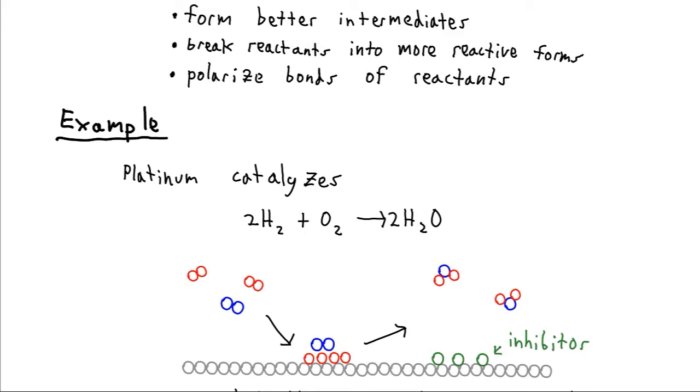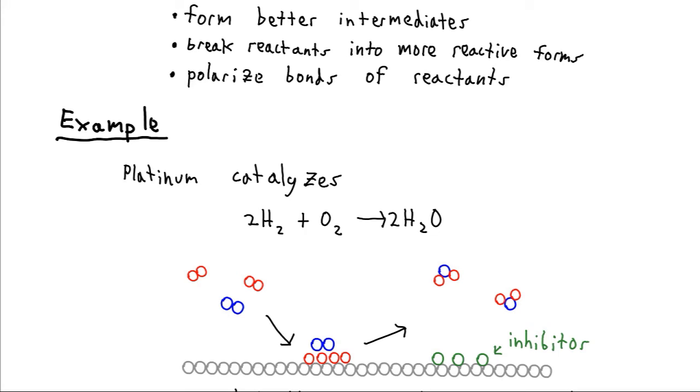And so the platinum, when the oxygen and the hydrogen reach the surface, they adhere to the platinum and they sort of break apart. Their bonds weaken. They're essentially atomic hydrogen and oxygen now. And since these bonds have already been broken, then it's much easier for the hydrogen and the oxygen to combine together to produce the water.